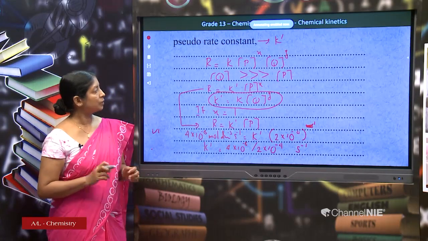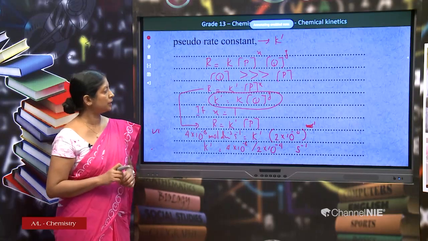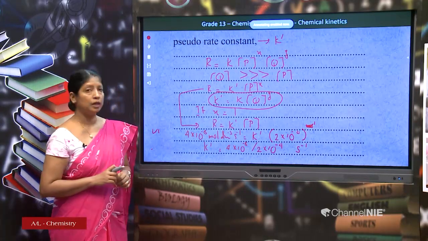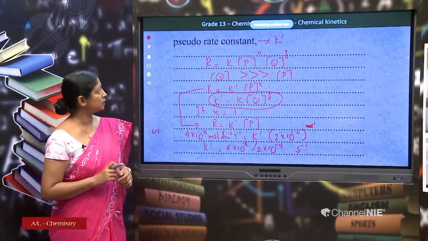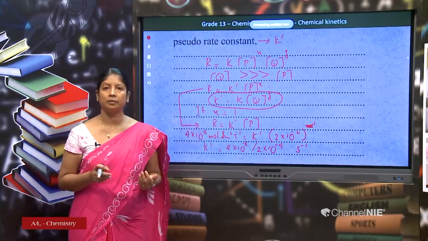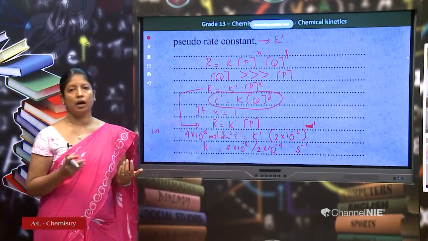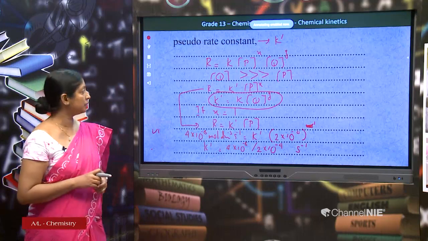There are some questions like this that you get even in our A level paper, where you are asked to find out the pseudo rate constant. Sometimes they do not use the term pseudo rate constant. Instead, you are asked to find out just K dash. It is given as K dash.